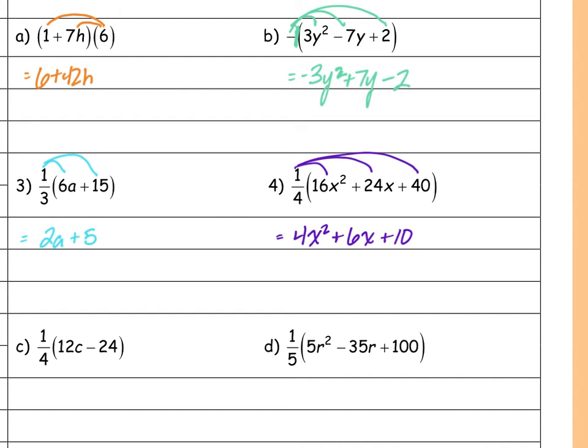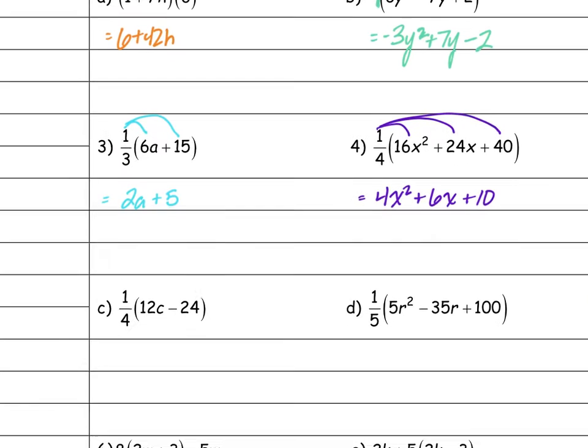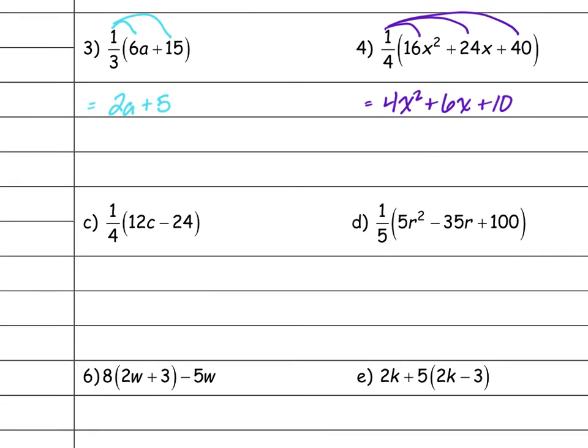And that's it. I'm just taking them and making them smaller this time. If I'm multiplying by a fraction, it makes my number smaller by that much. Okay, so I want you guys to go ahead and try C and D.